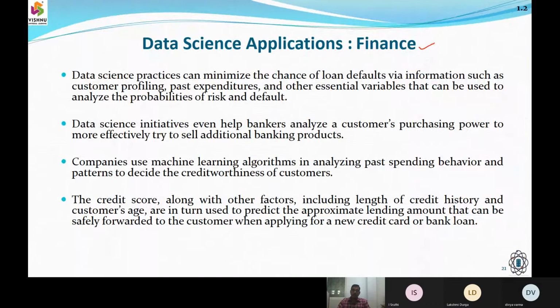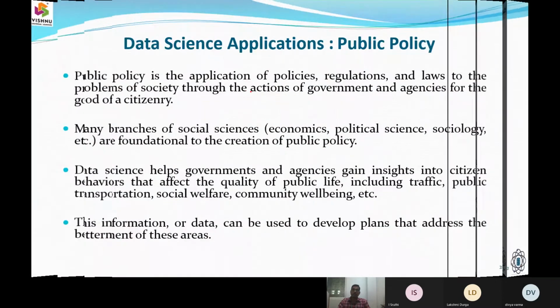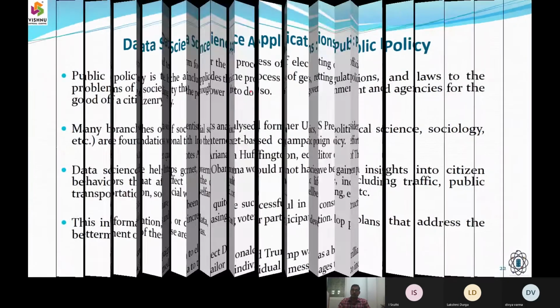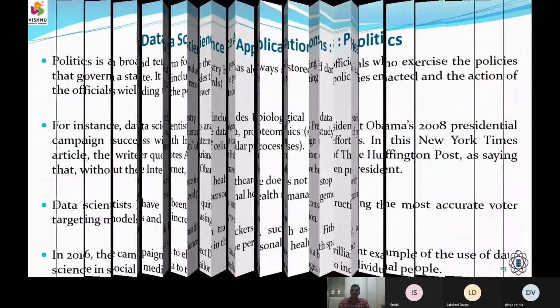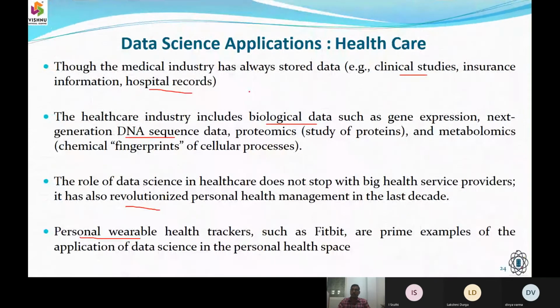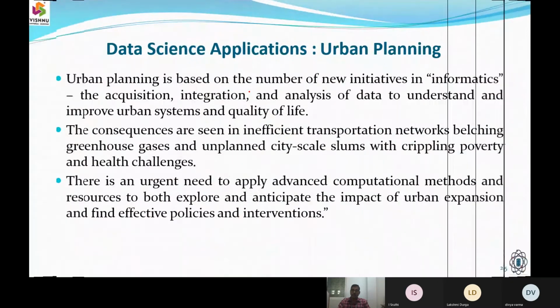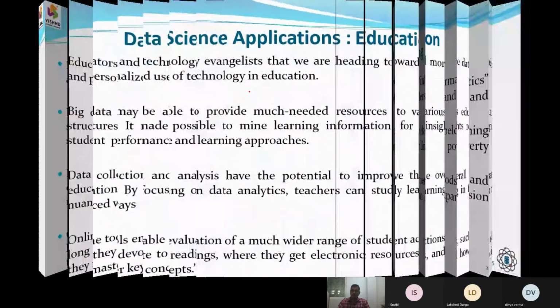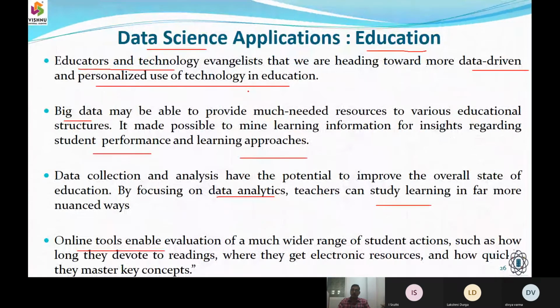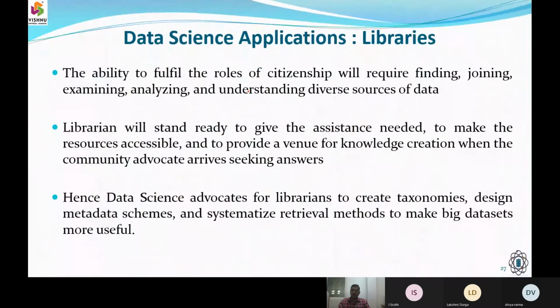The last thing was the applications where data science can be used: finance applications, public policy applications, political applications, healthcare sector applications, urban planning applications, etc., and also education policies, etc.